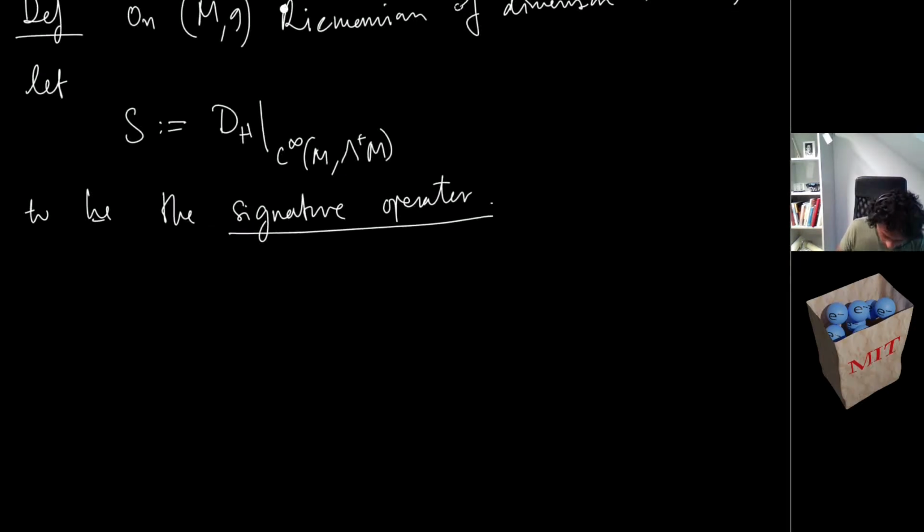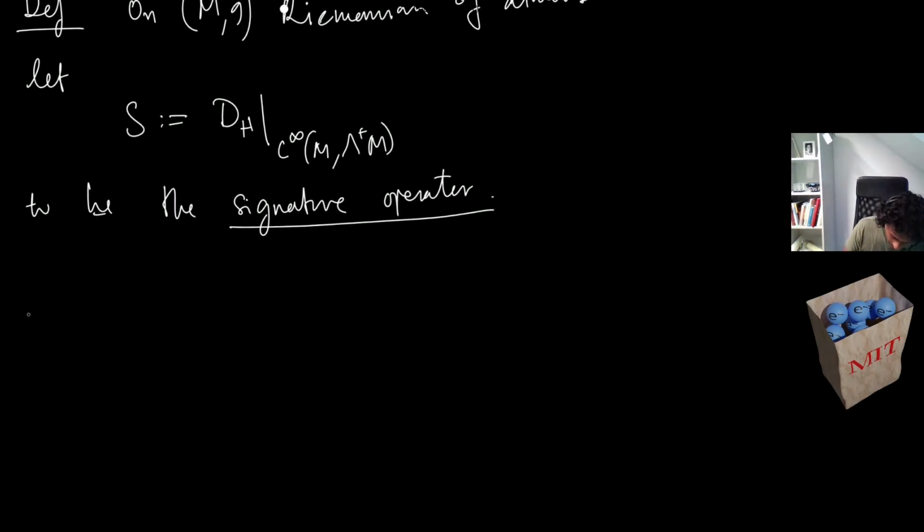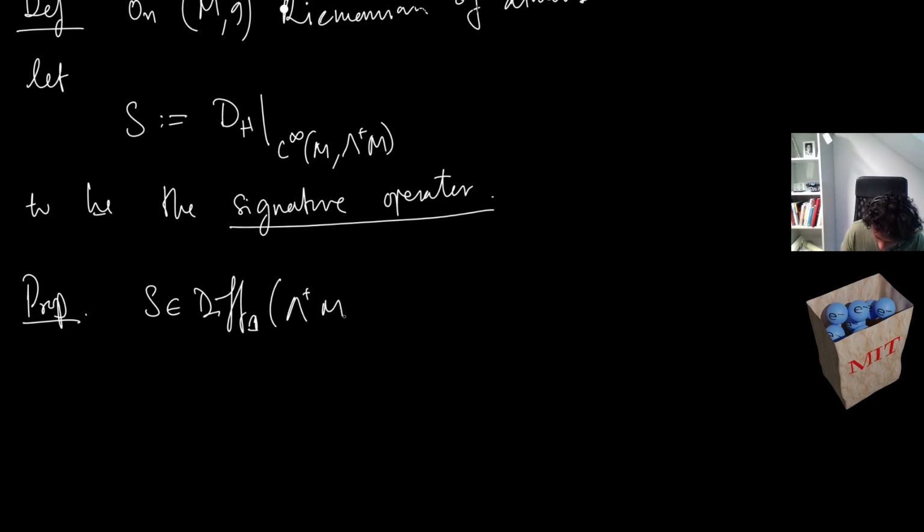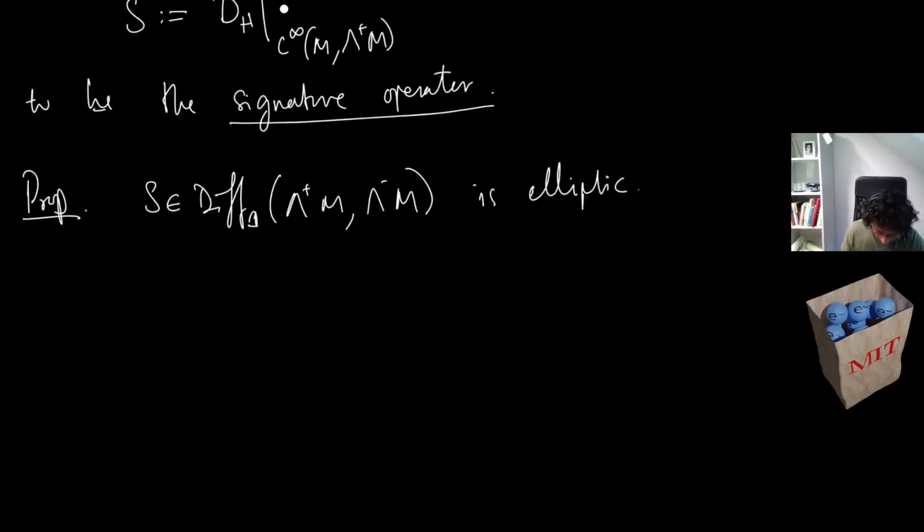All right, so what can we say about this operator? The first thing we can say is that S, it's easy to read off, is of course a differential operator of order 1, but it's also elliptic. Okay, so we have that it's an elliptic operator. Good.